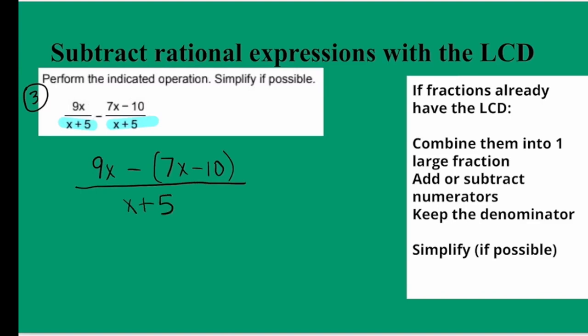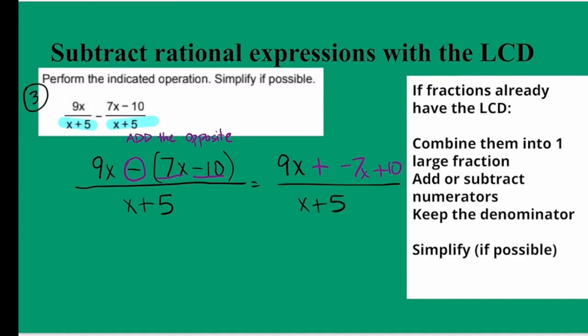So the reason the 7x minus 10 has to be in parentheses is because when we subtract multiple terms, we have to add the opposite or distribute that negative into those parentheses. So our numerator becomes 9x plus negative 7x, which is the opposite of 7x, and then the opposite of minus 10 is plus 10. Our denominator doesn't change.